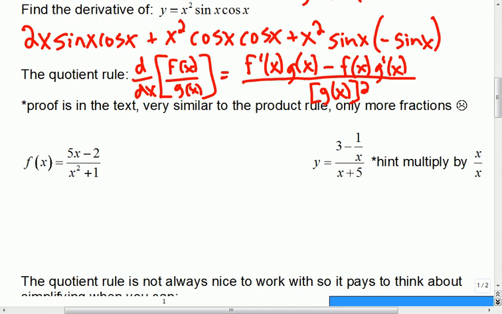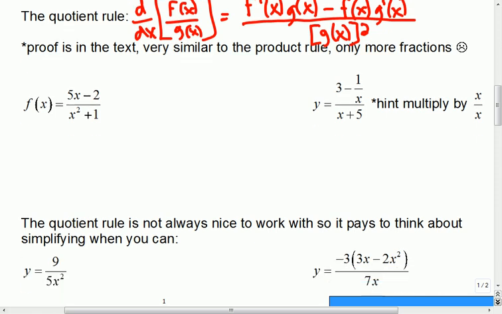But in the grand scheme of things, it's never been an issue by the time we start working with it. I know it looks frightening now, but you'll get practice. It's never been an issue when it comes down to the tests and the other things. But that's it for today, product and quotient rule. Okay, so let's try it on the first one. We'll see how it goes.